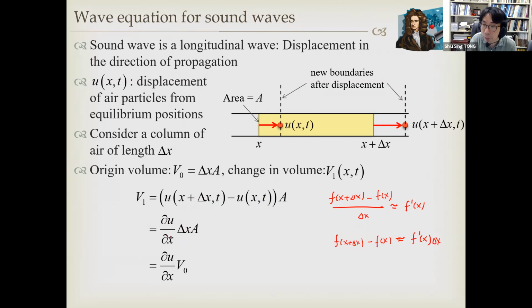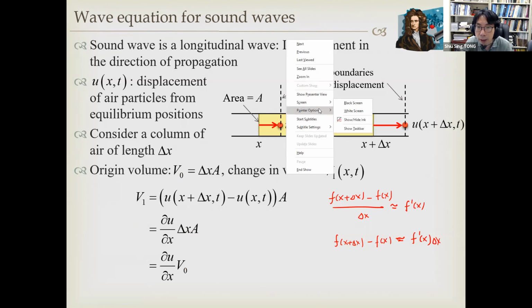This is a spatial derivative of u. So I have round u round x, okay? Because u depends on x and t, so I use a partial derivative. I differentiate with respect to x and then multiply by delta x, which is this guy. But delta x multiplied by a is just the original volume. So this is V naught. So the result is very simple.